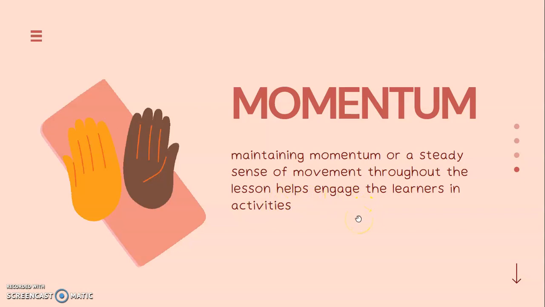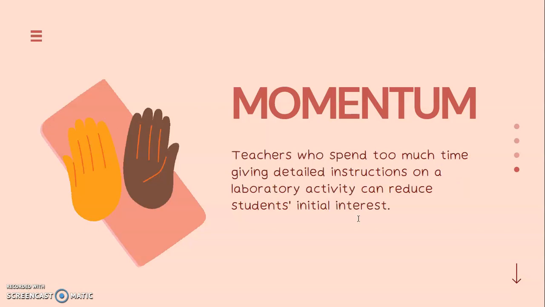Okay, so one way to make sure we establish momentum is that we provide interesting activities to our learners. When we are giving instructions for, say, a laboratory experiment, your learners are very excited to go inside the science laboratory. They are already excited to conduct the experiment. So, one way to maintain momentum is that when you give instructions, do not give overly long instructions. Do not give instructions for something like 10 minutes.